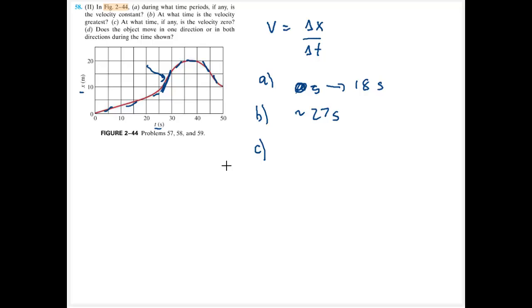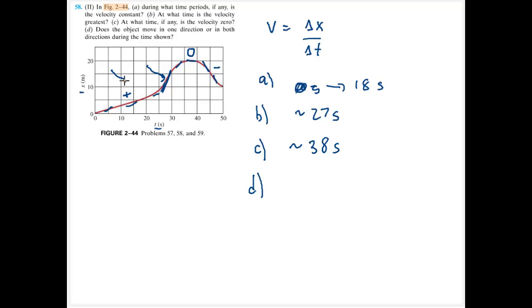I've already answered the next part. Here we're going to have a positive slope. Here we're going to have the largest positive slope. Here we're going to have a slope of 0, and here we're going to have a negative slope. So when is the velocity 0? When is the slope of the position versus time equal to 0? Roughly 38 seconds.